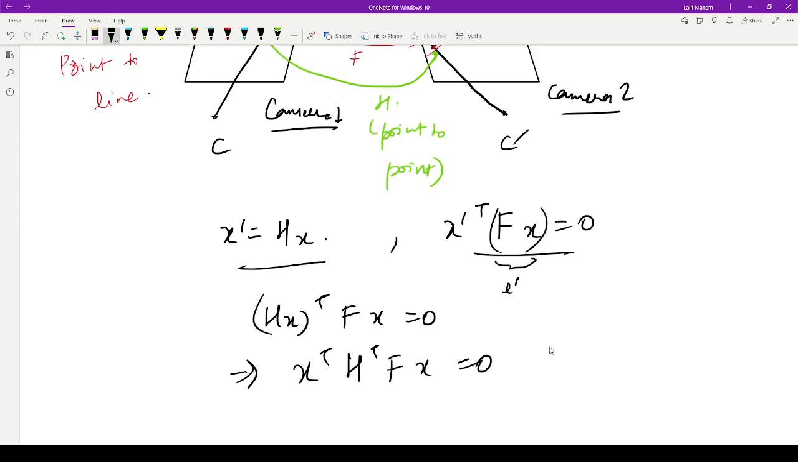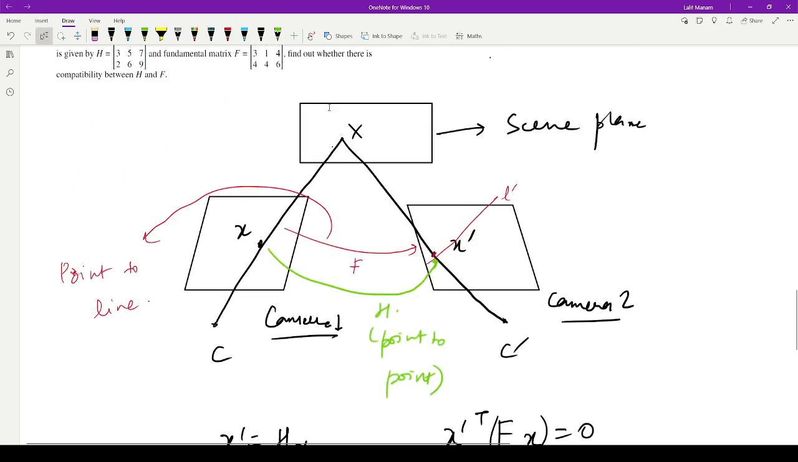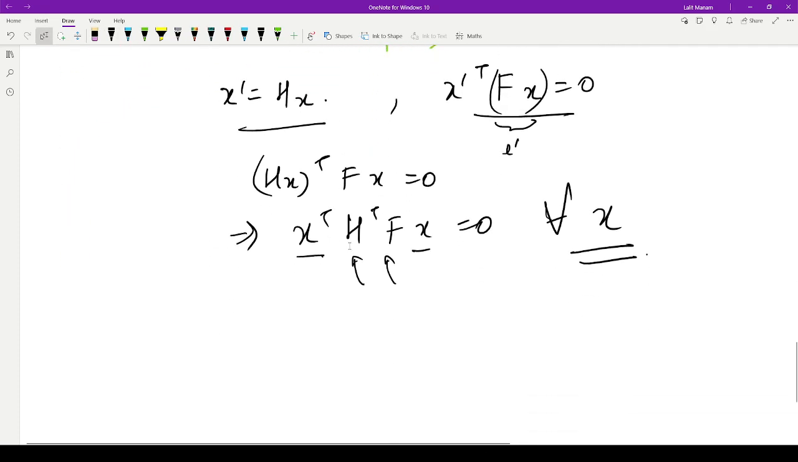Okay, how do you say that? The general rule for a skew symmetric matrix is: if S is a skew symmetric matrix, then we can take any valid x, and the equation x transpose Sx will always be zero. You're just missing a small point: it should be for all values of x. If this happens, then only you can say that. Here this happens to be the case. You take any point in the first image and get the corresponding homography and fundamental matrix. Given that you have this scene plane, this equation is always satisfied.